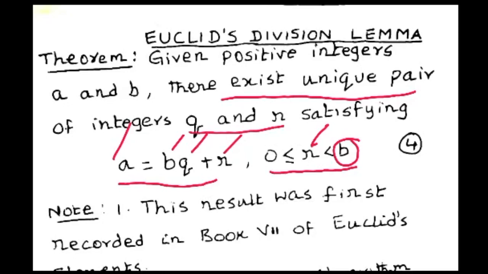For any given positive integers A and B, there exists a unique pair of integers Q and R satisfying the condition A equal to BQ plus R, where 0 less than or equal to R less than B.